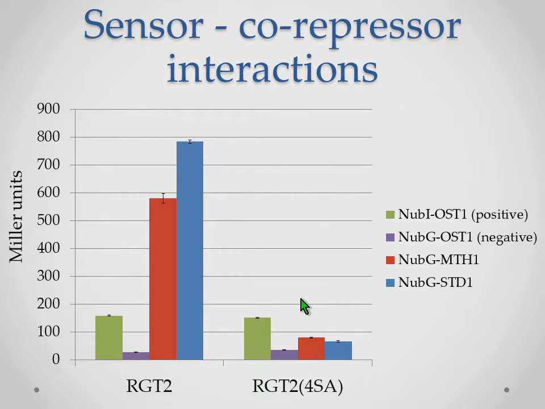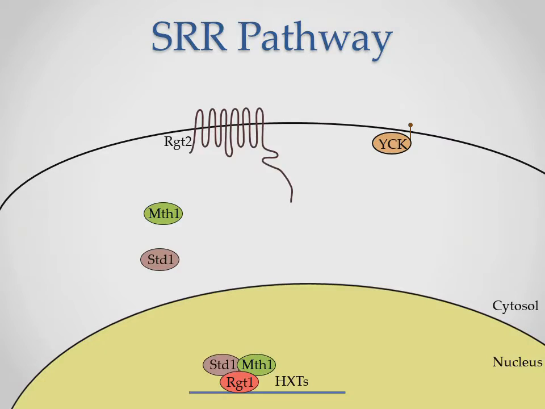of the tail, you can see there's almost complete abolishment of any interaction between the co-repressors and the RGT2 4S to A protein. So it looks as though without YCK-dependent phosphorylation, we're not getting the co-repressors brought to the plasma membrane, where we think they're necessary in order to be phosphorylated after glucose binding to the sensors themselves. So with that, I'll just take a minute to show you what the pathway looks like now that we've figured out this new thing.